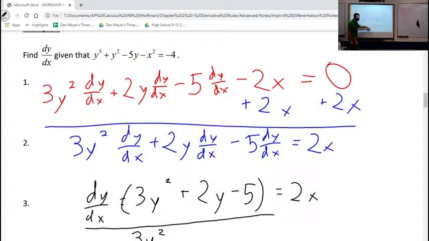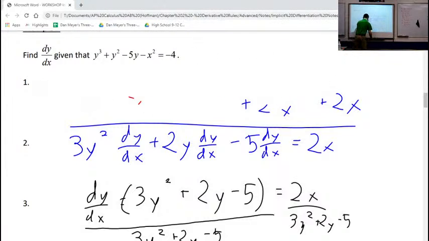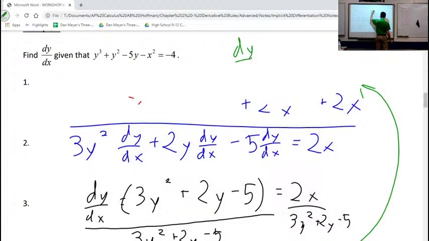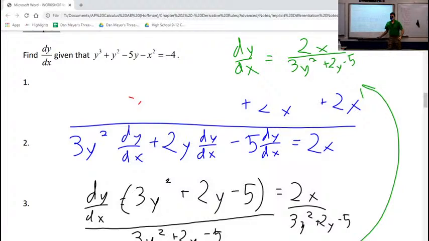So we have dy dx times all of this, so we're just going to divide by all of it. All right, and then I need to, this is going to wind up here, so that I have the room. This is step 4. We just have dy dx by itself equals 2x over 3y squared plus 2y minus 5. Plot twist, the 2x wound up on top at the end. So who's really the winner?